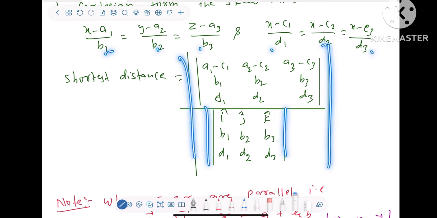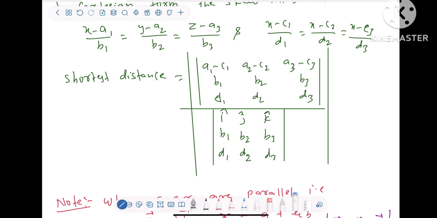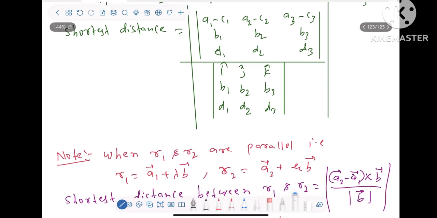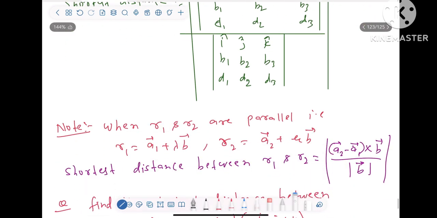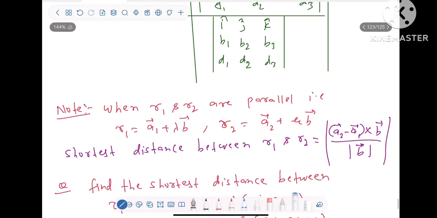I have a note for you also. When r1 and r2 are parallel, how do the parallel lines look? The direction vector must be the same. So r1 is equal to a1 plus lambda b, and r2 is equal to a2 plus mu b. The shortest distance between two parallel lines is the magnitude of (a2 minus a1) cross b, divided by the magnitude of b.